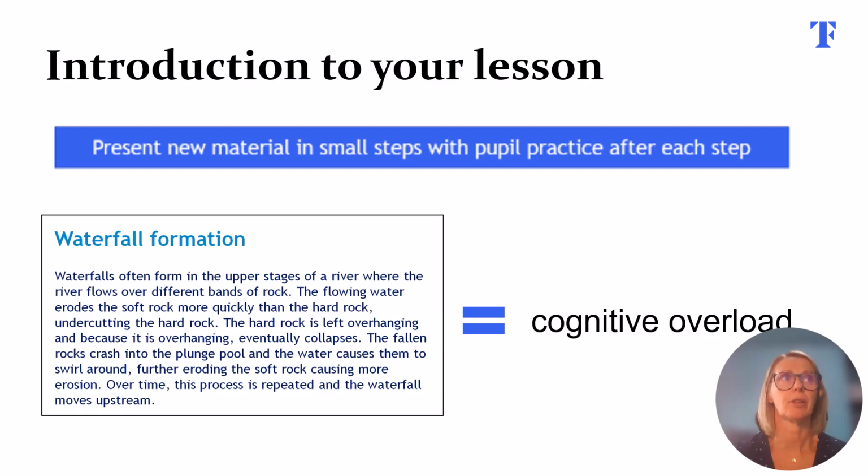let's have a look at the example that's in front of us. Waterfalls often form in the upper stages of a river, where the river flows over different bands of rock. The flowing water erodes the soft rock more quickly than the hard rock, undercutting the hard rock. The hard rock is left overhanging, and because it is overhanging, eventually collapses. The fallen rock crashes into a plunge pool and the water causes them to swirl around, further eroding the soft rock, causing more erosion. Over time, this process is repeated and the waterfall moves upstream.